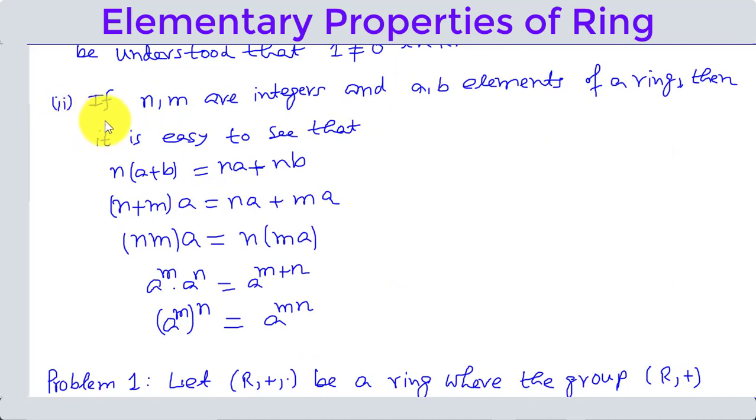Remarks 2. If n, m are integers and a, b are elements of a ring, then it can be seen that n(a + b) = na + nb, (n + m)a = na + ma, (nm)a = n(ma), a^m · a^n = a^(m+n), and (a^m)^n = a^(mn).